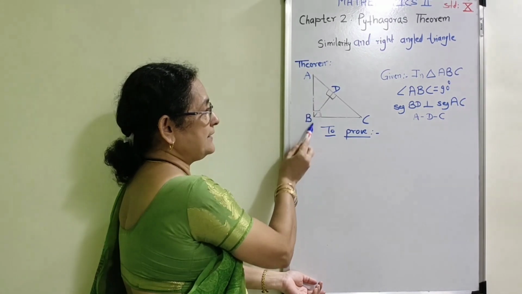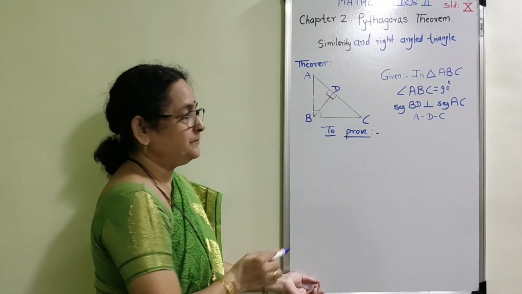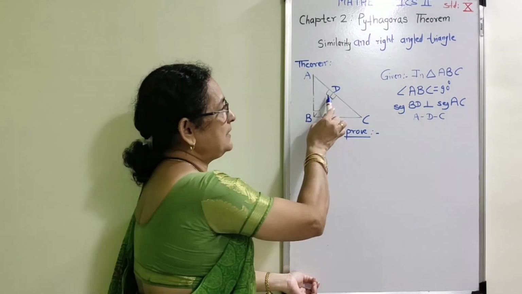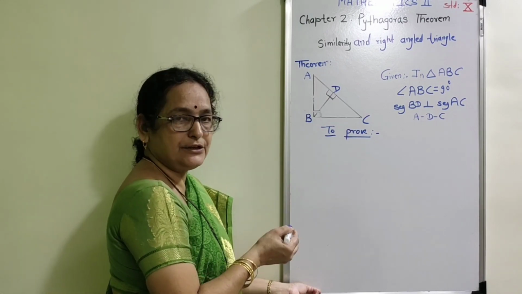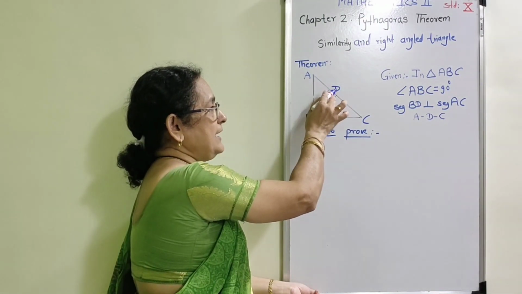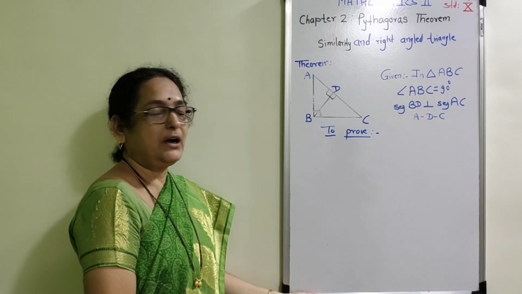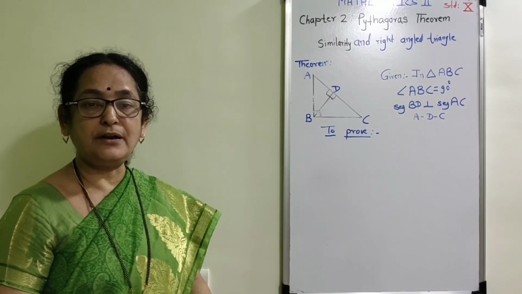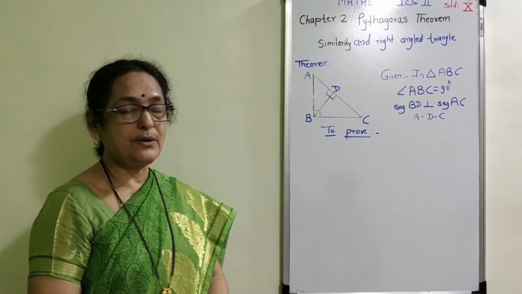The bigger triangle is triangle ABC, in which angle ABC is of 90 degree. The altitude BD is on hypotenuse AC, that is segment BD is perpendicular on segment AC, and due to this altitude, the bigger triangle ABC is divided into two parts, that is triangle ADB as well as triangle BDC. Now our result is, we are going to prove that these smaller triangles are similar to the bigger triangle ABC, as well as those two triangles are similar to each other.